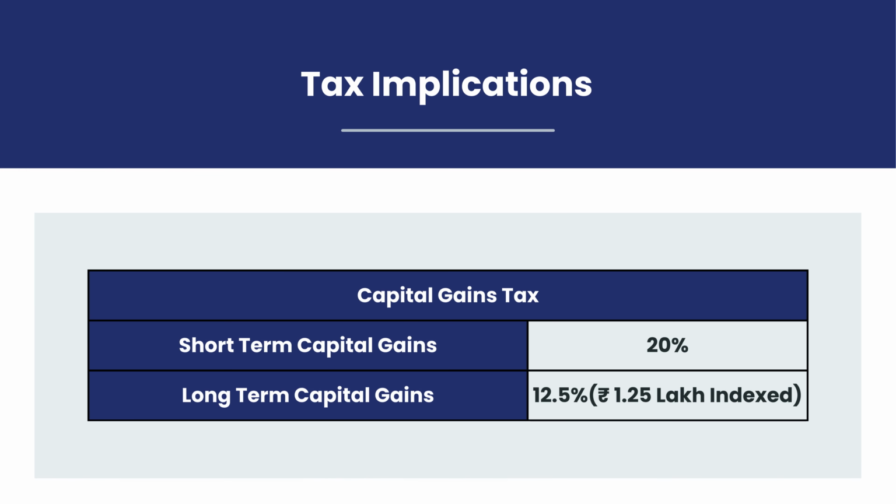First, capital gains taxation. If the PMS stocks are sold after 1 year from the date of investment, gains up to Rs 1.25 lakh in a financial year are exempt from tax. Gains over Rs 1.25 lakh are taxed at the rate of 12.5%. If the PMS stocks are sold within 1 year from the date of investment, the entire amount of gain is taxed at the rate of 20%.